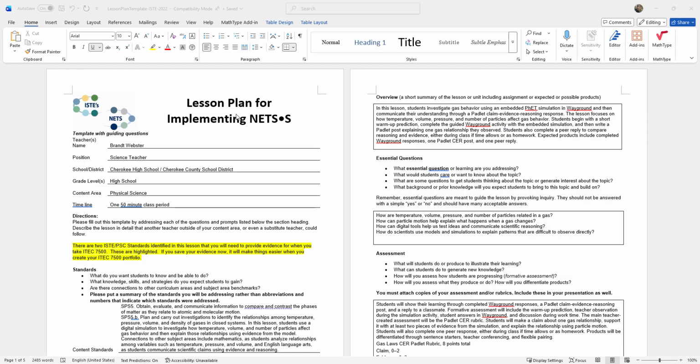The three tools that I chose for this one are Wayground, PhET simulations, and Padlet. The goal of this lesson is for students to use the evidence from the model to explain gas behavior at the particle level. First, I have students using Wayground with an embedded PhET simulation.